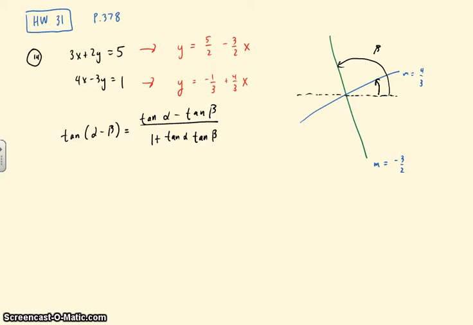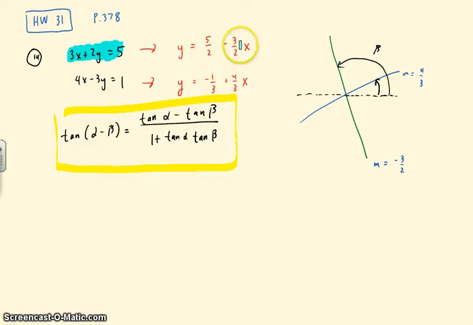This is number 14. Hold on one second. Lost the page. Find two supplementary angles formed by the line 3x plus 2y equals 5 and the line 4x minus 3y equals 1. Well, in class, we found the angle between two lines by using the slopes of those lines, which were the tangents, and we used this identity to find the tangent of the angle between. And this is no different. The only difference is you have to actually do some algebra and take each equation and find the slope.